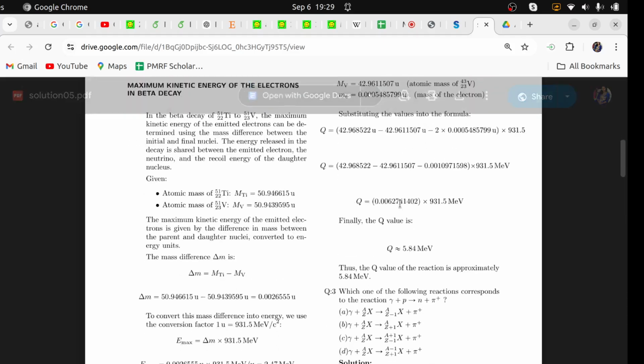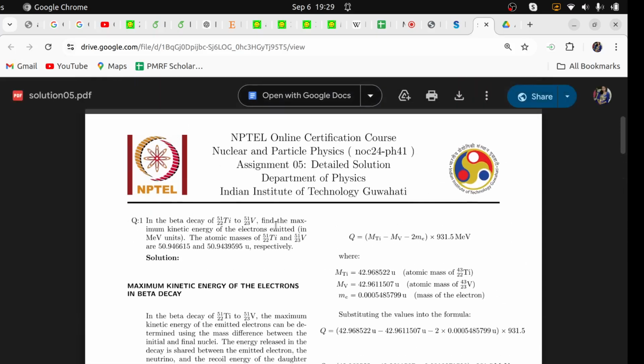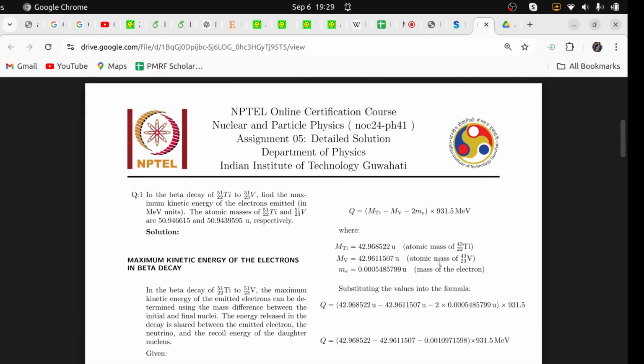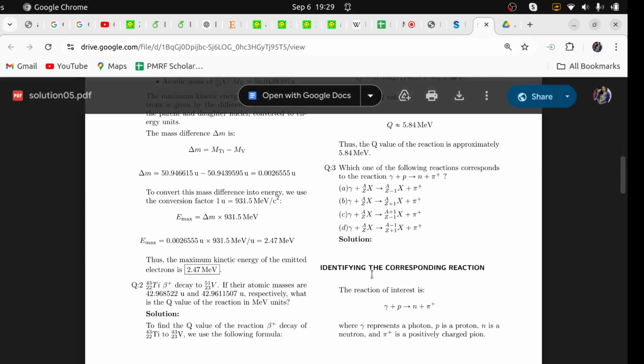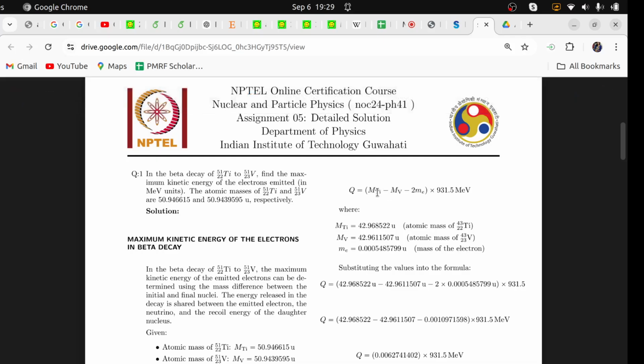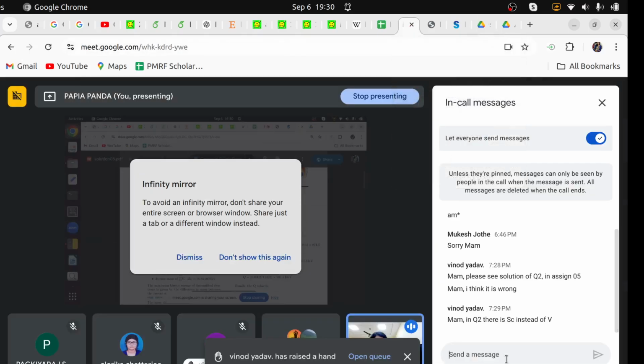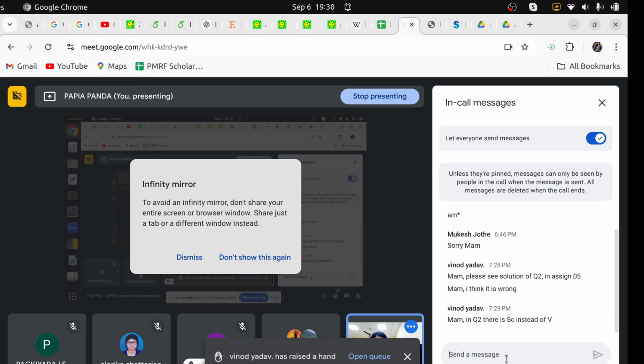Ti minus V minus 2e. Fine. It is beta plus decay, no? So for beta plus decay, I told you that the atomic mass of the parent particle minus the atomic mass of the daughter particle minus 2me should be there. So can you tell me what is the problem here? Ma'am, I think it is wrong.